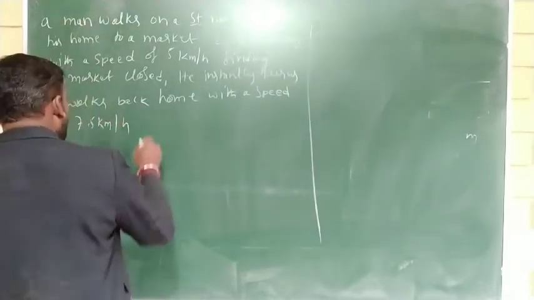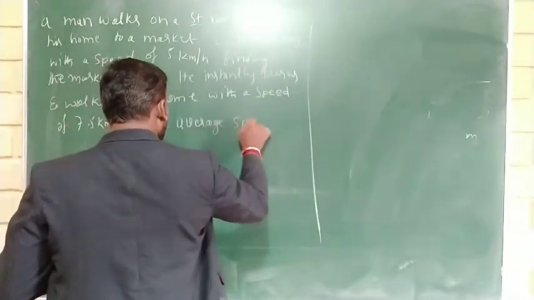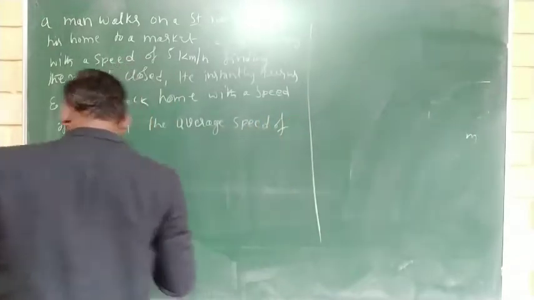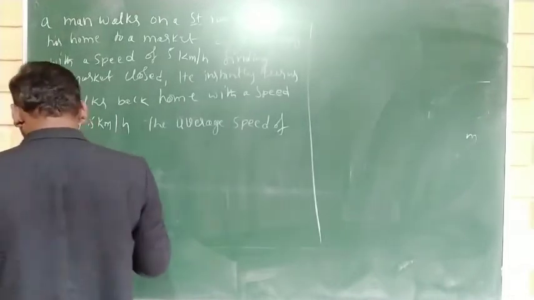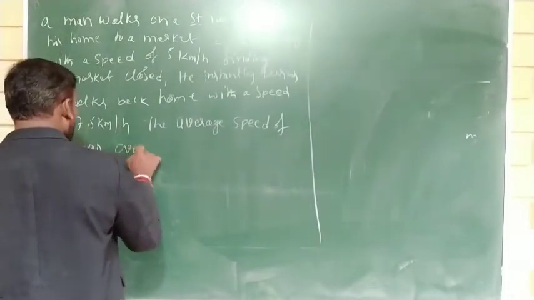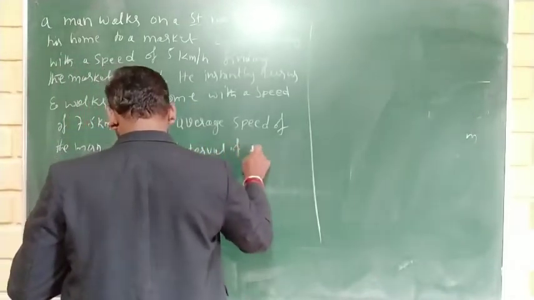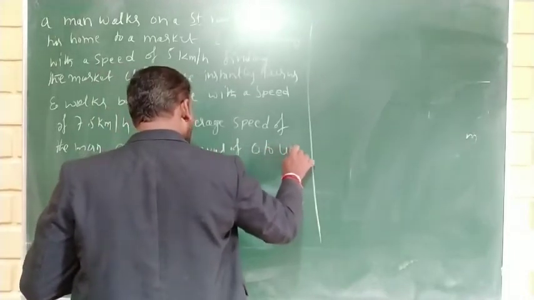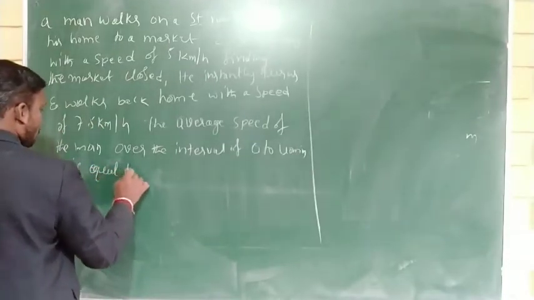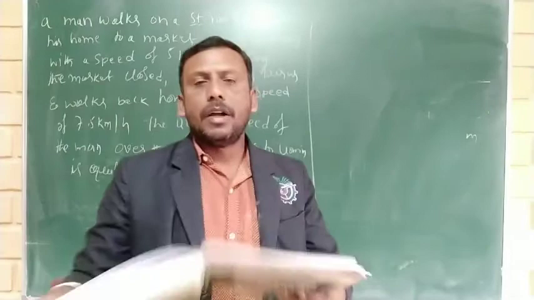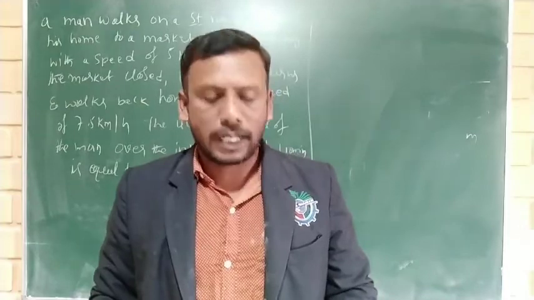The average speed of the man over the interval of 0 to 40 minutes is equal to, we have to find out the average speed of the man in the time interval 0 to 40 minutes.